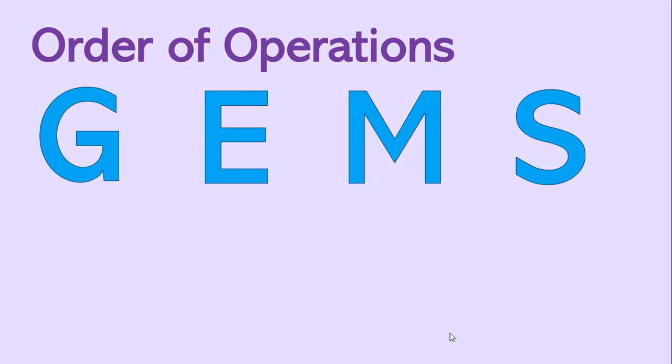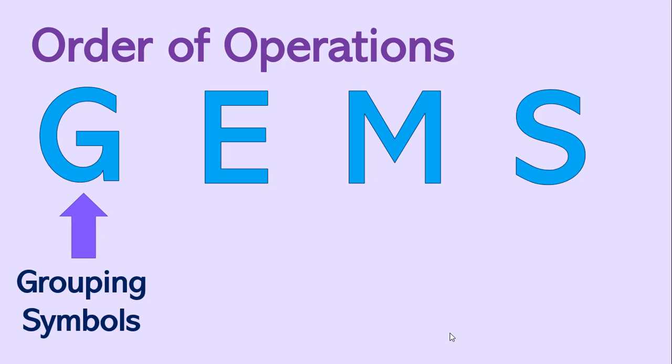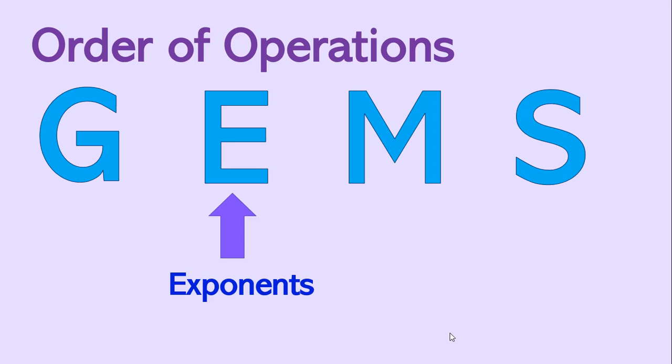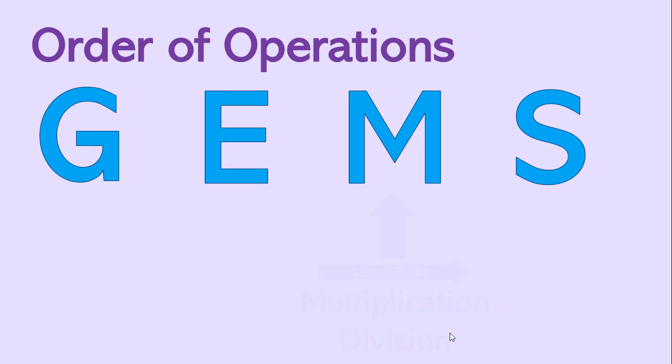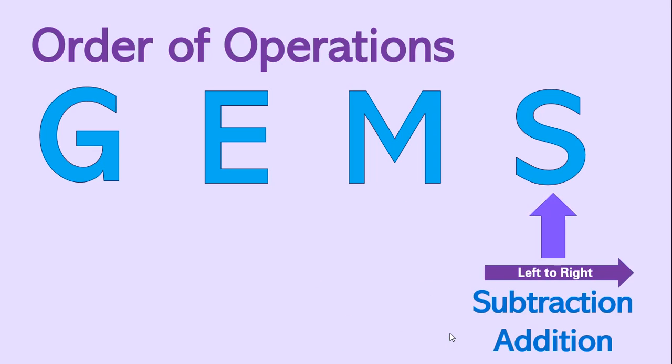Let's move on to order of operations. When we're dealing with order of operations, always remember GEMS. The G stands for grouping symbols like parentheses or brackets. The E stands for exponents like 10 to the power of 2. The M stands for multiplication and division. If there's both in the expression, go from left to right. The S stands for subtraction and addition. If there's both in the expression, go from left to right.